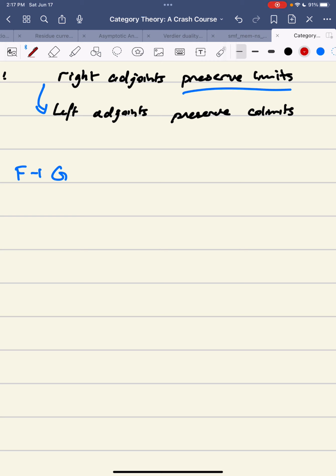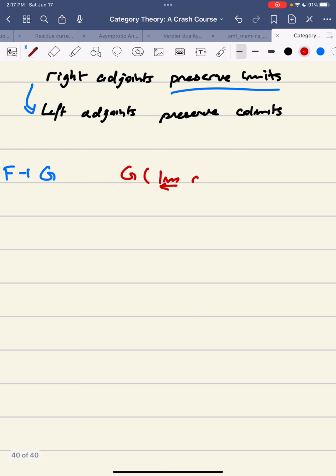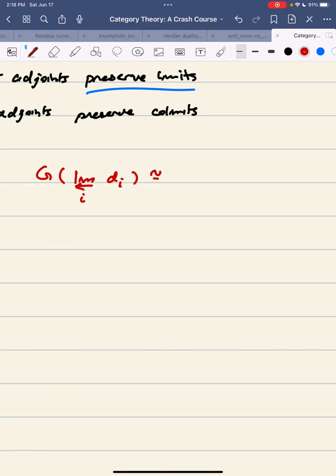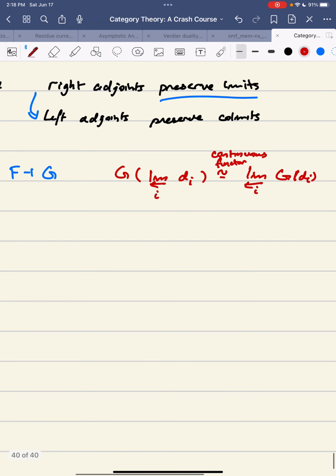And so what we want to do is say that if I have any kind of limit in the category, say D, like D sub I, then there's a natural isomorphism in this way. You can kind of think about this as being continuous for a functor. This is sort of a continuous property. Likewise, left adjoints preserving colimits, sometimes you call these co-continuous.